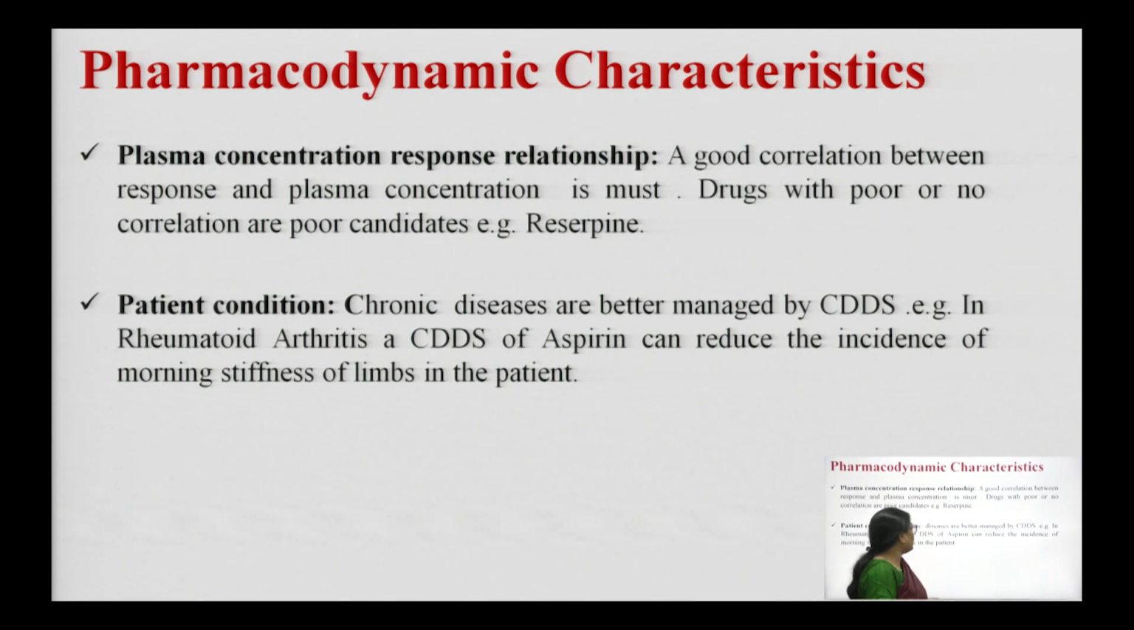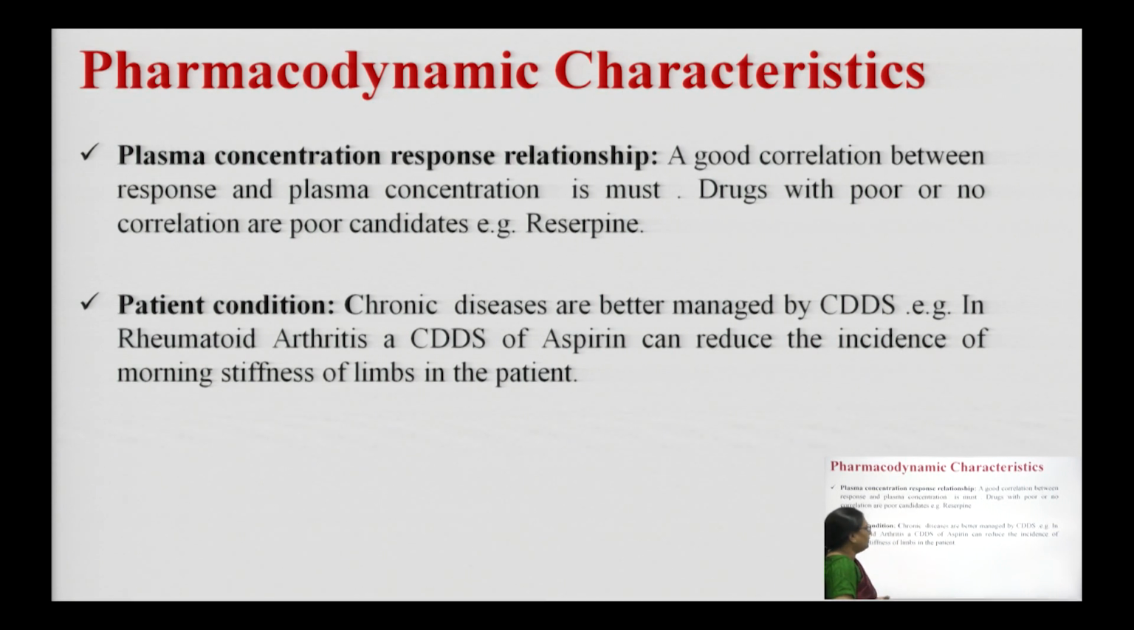Next important factor is the patient condition. Chronic diseases are better managed by controlled drug delivery systems. Say if a person is suffering from headache or stomach ache or is in an emergency condition, controlled drug delivery systems would not be useful. In fact, you need a fast acting drug delivery system in that case, because in a controlled drug delivery system, the drug release would be delayed, drug action would be delayed, and the therapeutic effects of the drug would be delayed.